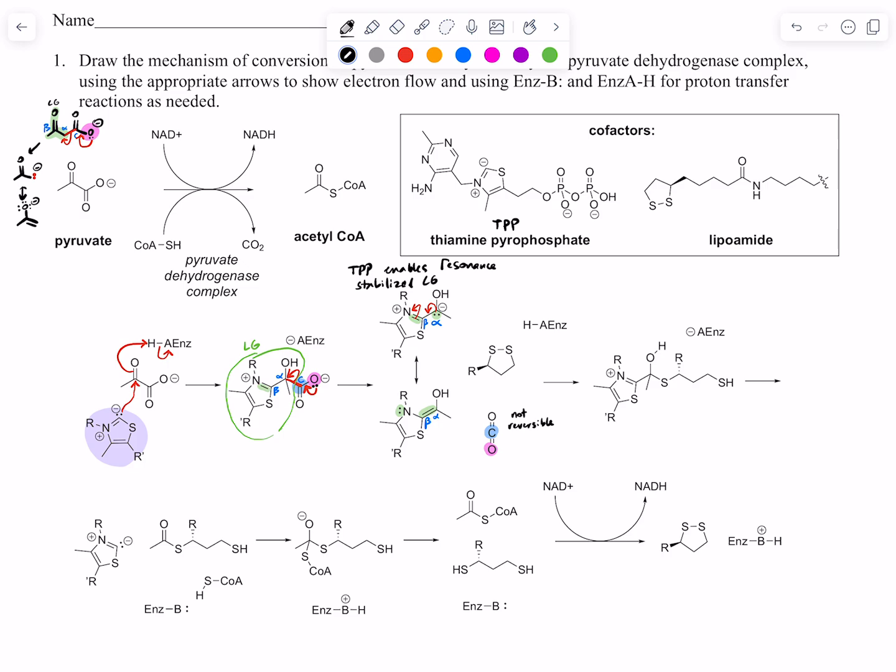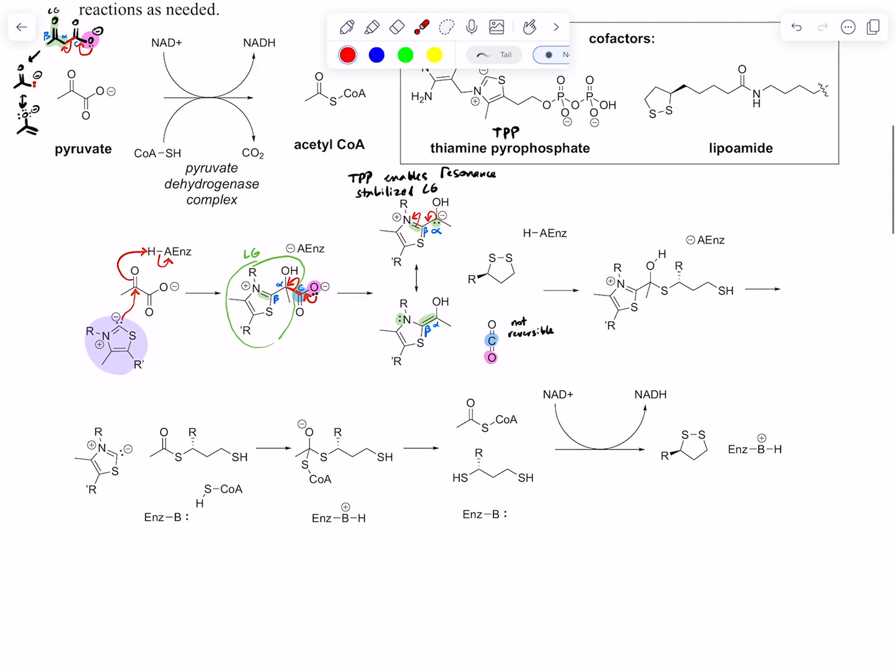Well, so energy levels would be a little bit challenging here in the sense that I'm not sure what to do with CO2. CO2 is not a great electrophile. On the other hand, if I compare where I start with a ketone and where I end up, which is a thioester, that's about the same level. So yeah, I'm not totally sure what to make of that.